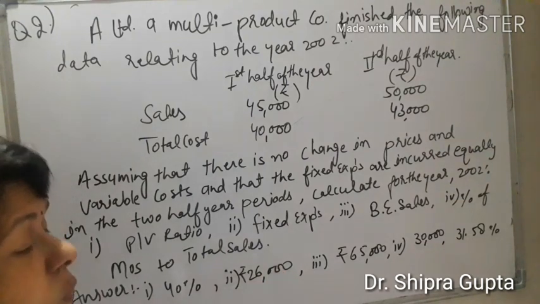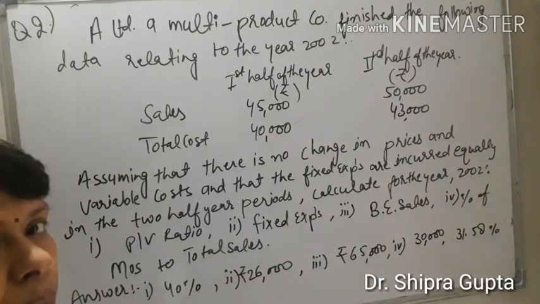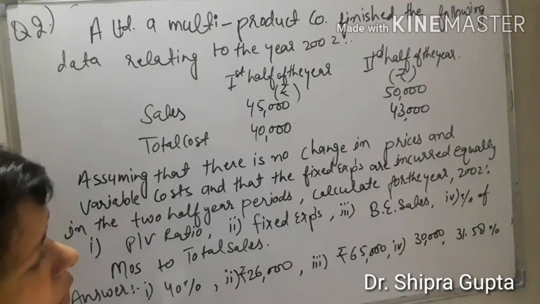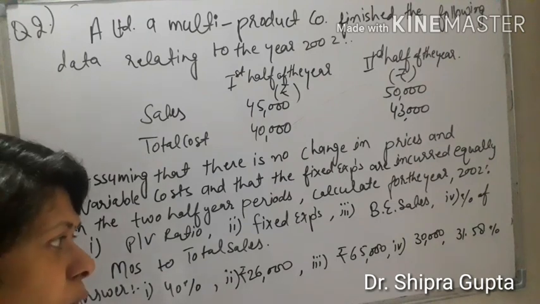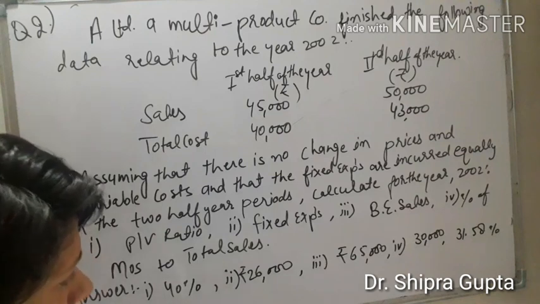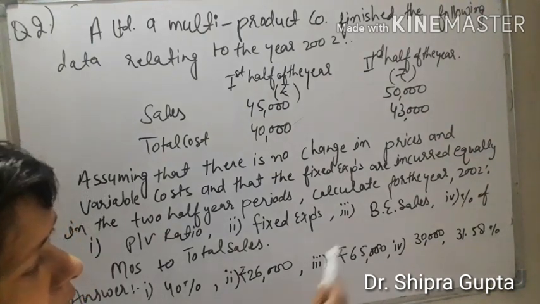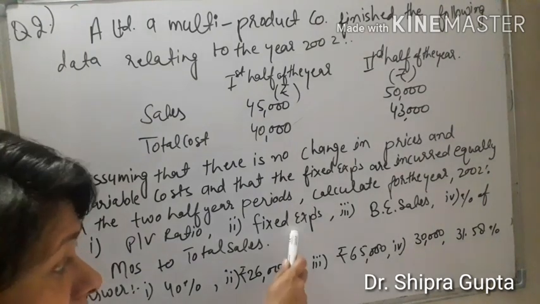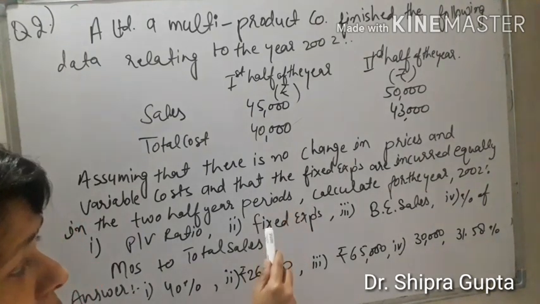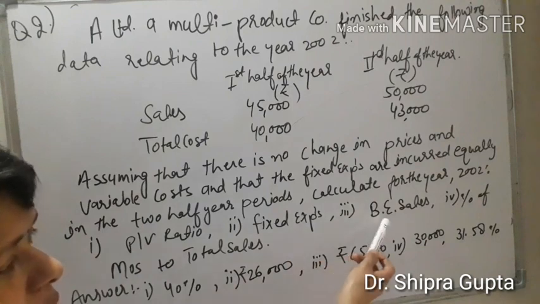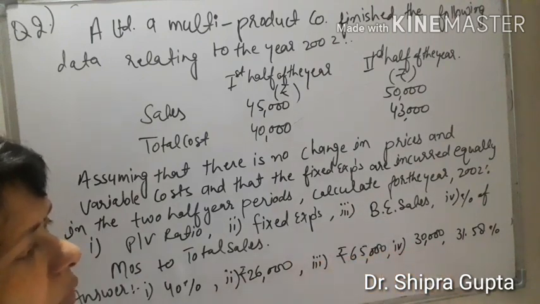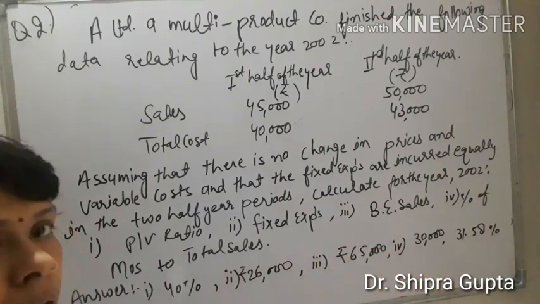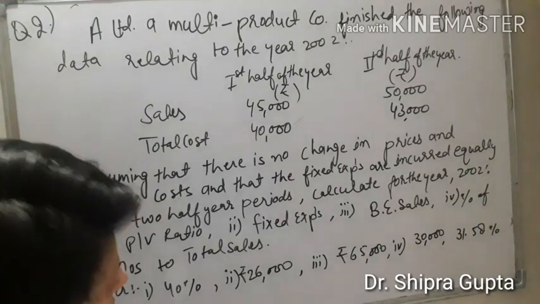And second, you will find fixed expenses. For fixed expenses you will apply sales into PV ratio equal to fixed cost plus profit. You will apply this formula and the answer is 26,000 rupees. And in the third case, break even sales or break even point, fixed expenses you will find out and PV ratio is also found. So you can apply the break even sales or break even point formula, fixed cost upon PV ratio. Then this answer will come.